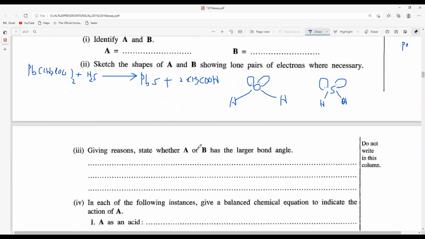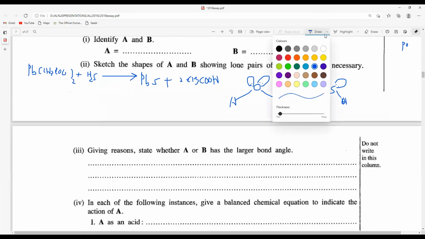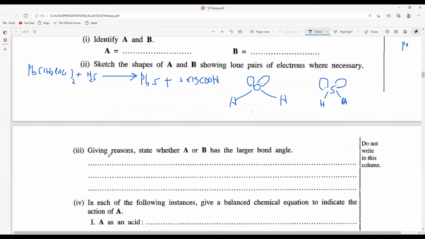Giving reason, state whether A or B has the larger bond angle. Okay, so they have asked which one has the larger bond angle. So what do you think? So you have to give reason. So I have already told which one has the largest bond angle. So this one has a higher bond angle than this one.